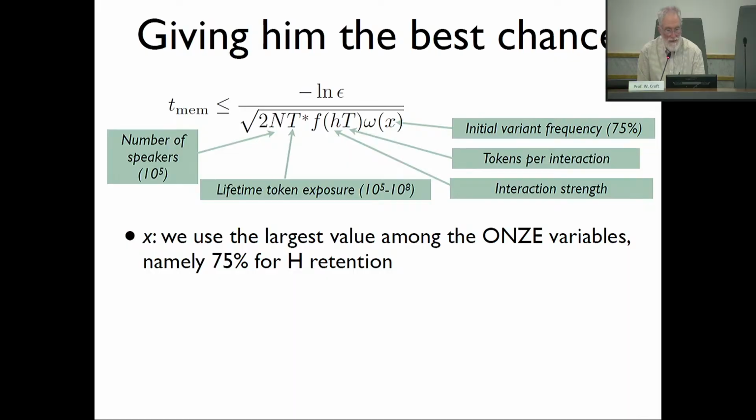For X, we use the largest. Which one is X? Initial variant frequency. We use the largest value because the more there are to start with, the faster it fixes. Going from 75 to 100 is a lot easier than going from 32% to 100.